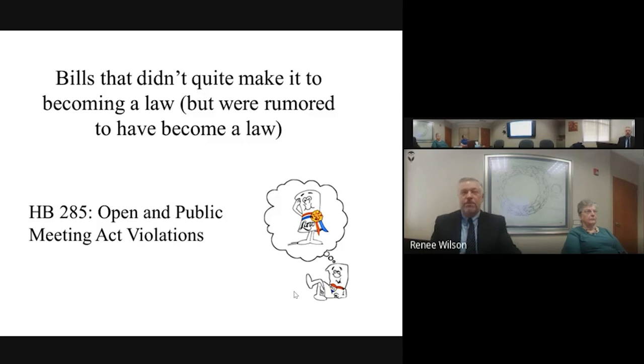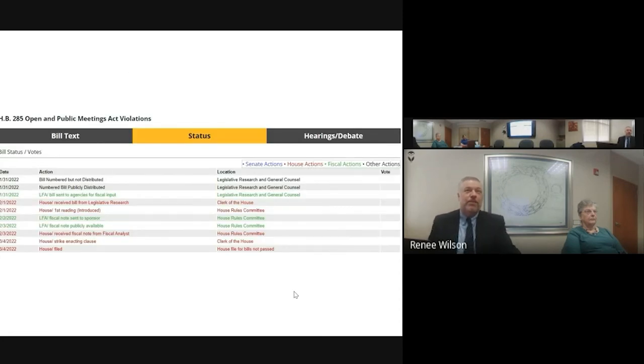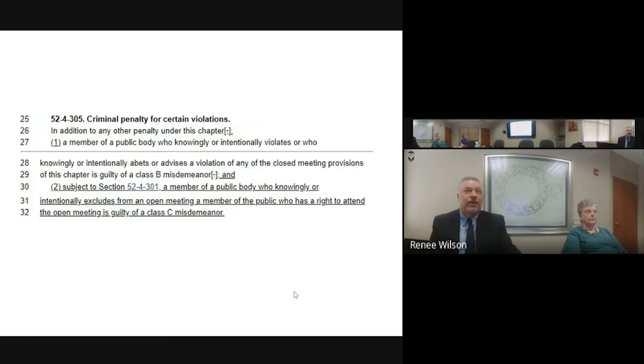This is one of those that ended up being a little too broad. Let's just say it didn't go anywhere at all. What happened was they wanted to basically say that a member of a public body who knowingly or intentionally excludes from an open meeting a member of the public who has a right to attend the open meeting is guilty of a Class C misdemeanor. Looking at that, they thought that might be a little harsh, because the idea was, we want people to be involved, but at the same time, we can't make it that harsh, which is why we didn't make it a criminal violation.